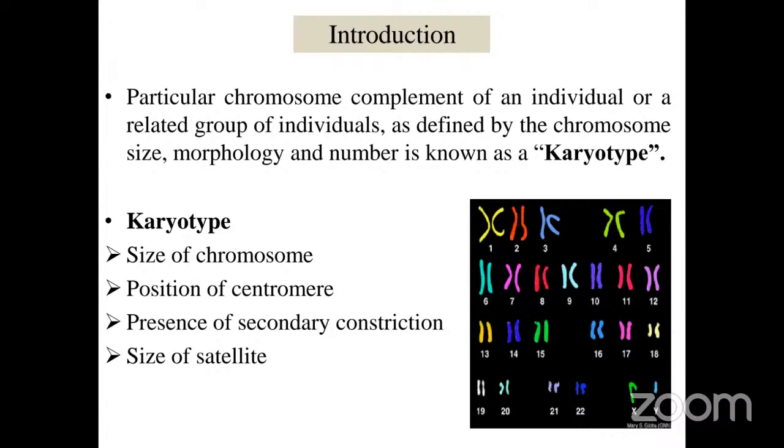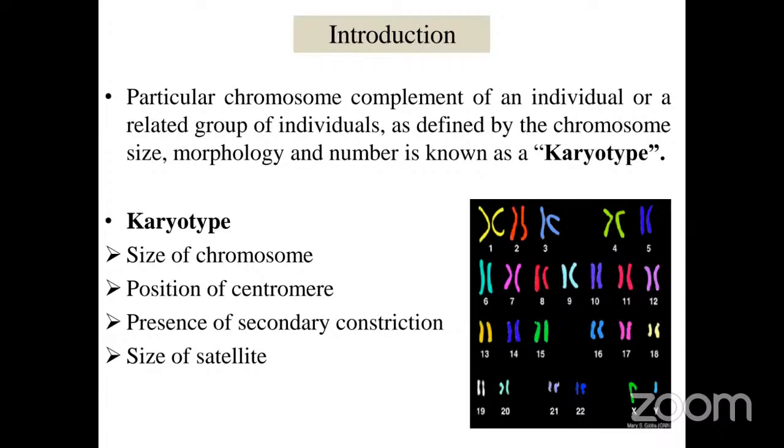Okay, diploid organisms. The particular chromosome complement of an individual or a related group of individuals, defined by the chromosome size, morphology, and number, is known as the karyotype. So what is the karyotype? Karyotype gives us the size of chromosomes. We can find out the position of the centromere. Size, shape, position of the centromere. All these things can be found out in the karyotype. We call it karyotyping.